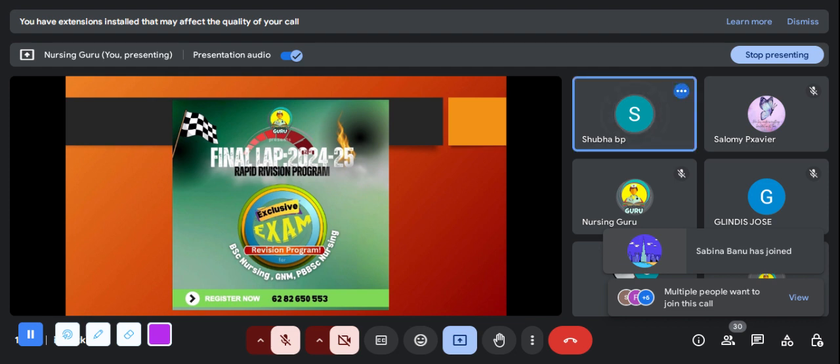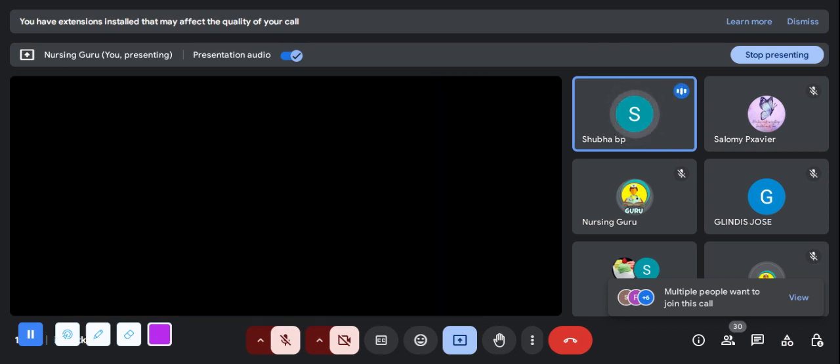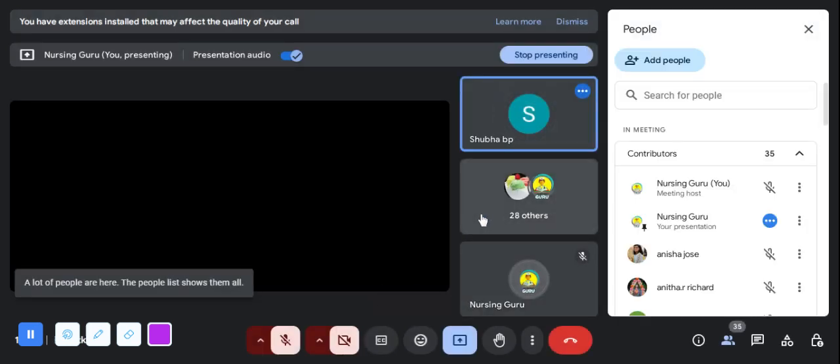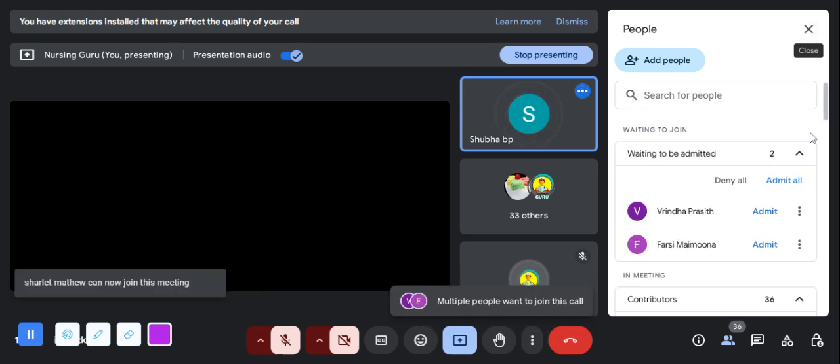Good evening, everyone. Myself Shubha, and today I'm going to give information on the psychology subject, and it will help you to get the passing marks in your examination. So, in this session, I'm going to discuss what are the important questions and what is the syllabus of the psychology subject.